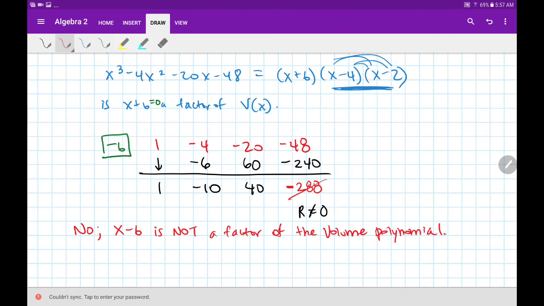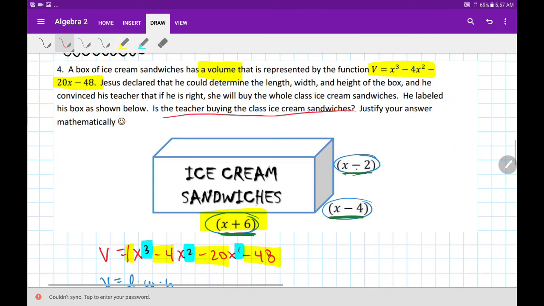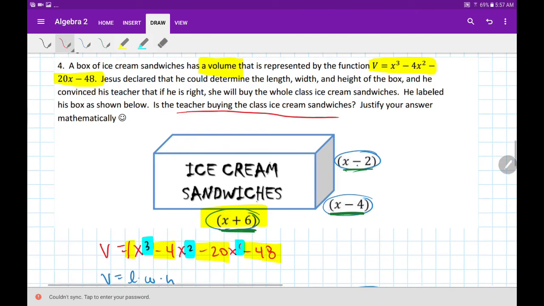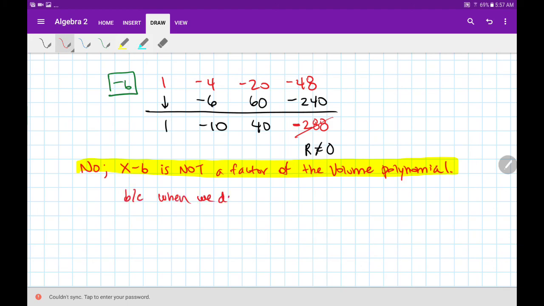And since he's not a factor, that means the teacher won't be buying ice cream sandwiches for everybody, and that would be our justification. Basically stating x plus 6 was not a factor, and you can further explain because when we divide, we get a non-zero remainder. Basically, our remainder doesn't equal 0.